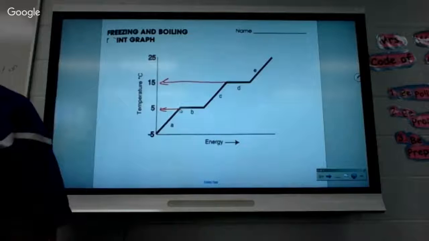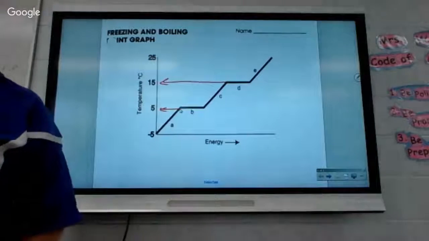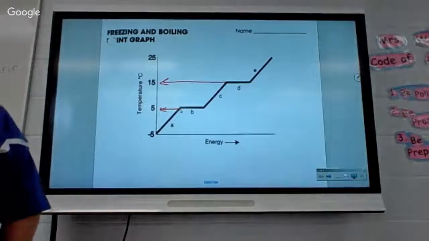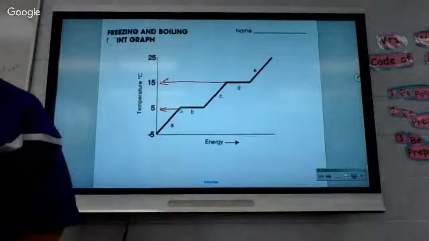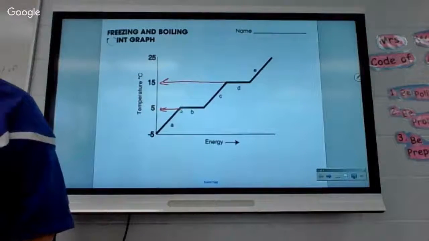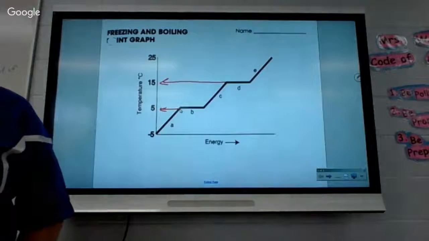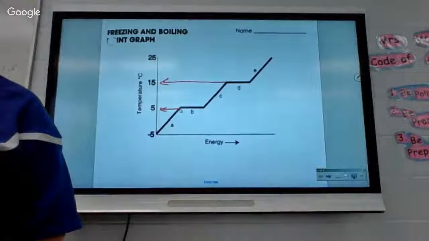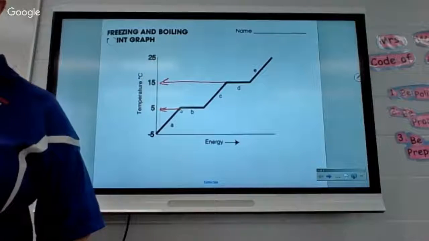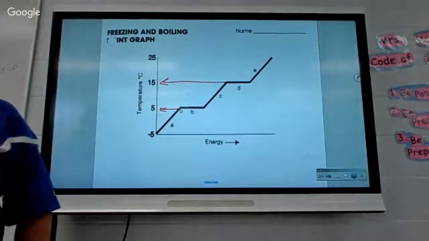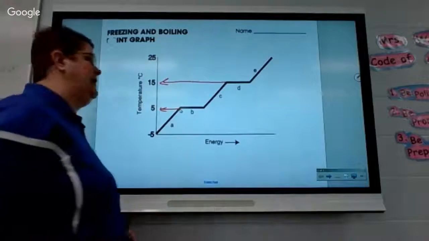Number 4, ask what letter, so you can write a letter this time. What letter represents the warming of a solid? The warming of a liquid. And the warming of a gas or vapor. All right. Now, number 7, what letter represents the melting of a solid? B is fine. What letter represents the vaporization of a liquid? D.